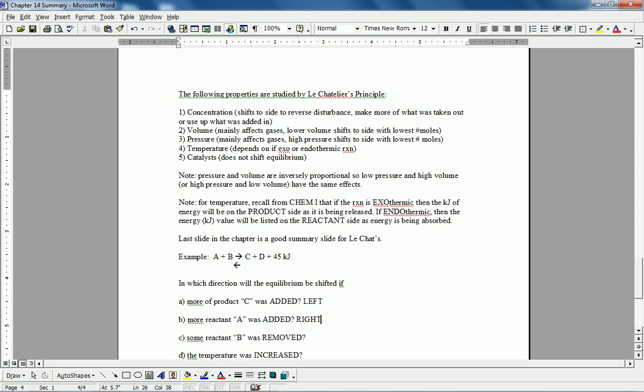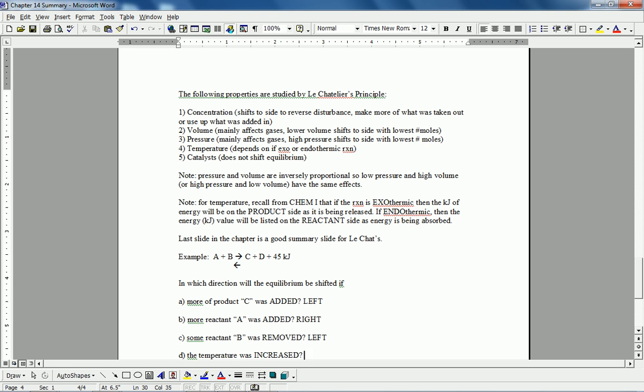How about removal? Let's remove reactant B. If I take this out, that means I need to find a way to replace it. The only way to regenerate and replace the missing B that was caused by this disturbance is to take C and D, right, and go in the reverse direction and convert C and D into a little bit more of A and B. So again, in this case, we will shift it to the left.